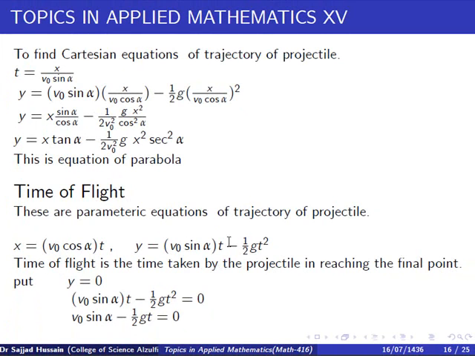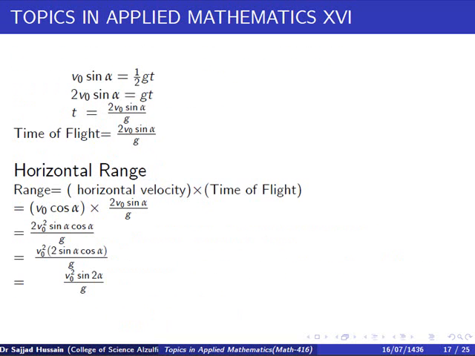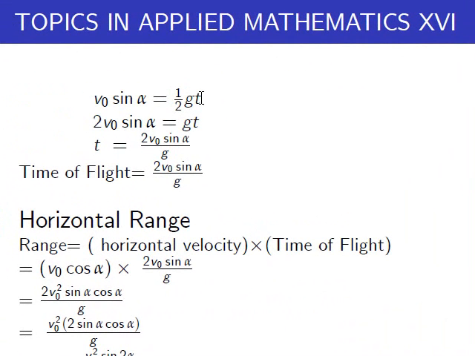When the projectile reaches the ground, at the final point, the height component y is equal to 0. When y is equal to 0, the right hand side is also equal to 0. From here we cancel one t, so we are remaining with v naught sin alpha minus half gt, and we get v naught sin alpha is equal to half gt.